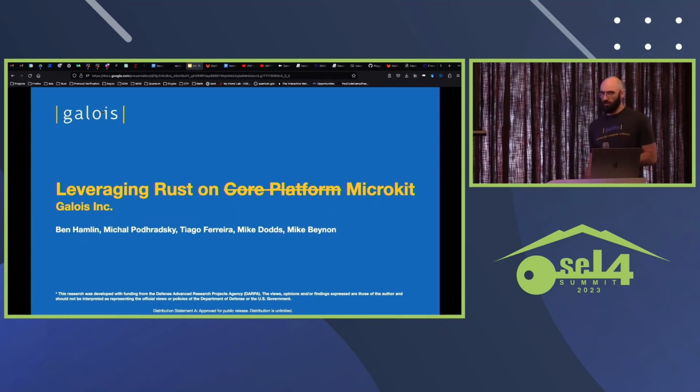I guess first though, just to set expectations, my background is not in operating systems or embedded systems or even formal assurance. My background is I'm a cryptographer by training. I ended up on this project at Galois because I am pretty comfortable with Rust. I've implemented a bunch of cryptography in Rust. Yeah, so I didn't just wander into the wrong conference.